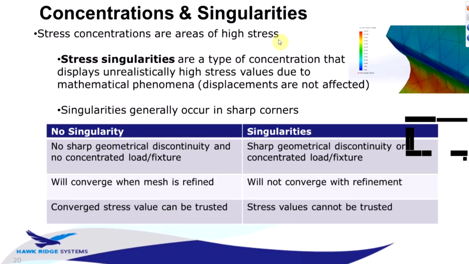We've all probably seen stress concentrations before. Those are just areas of high stress in a model, and typically it's the area where we're going to experience a failure in whatever product we're designing. So it's usually the area of concern. But there are certain situations where this concentration of stresses displays unrealistically high stress values. So it is the area of the model where the highest stresses are, but the actual number isn't realistic.